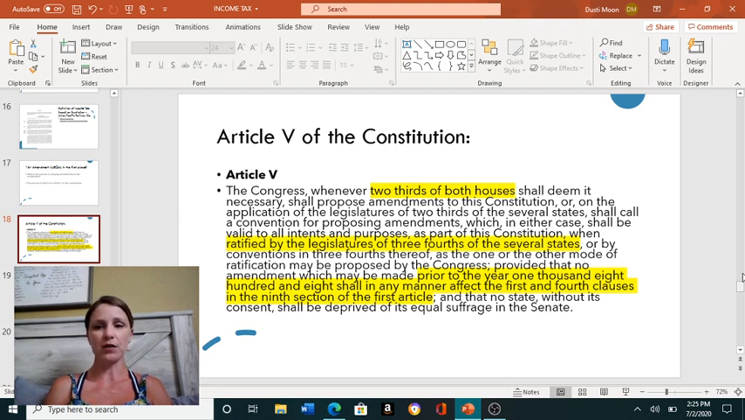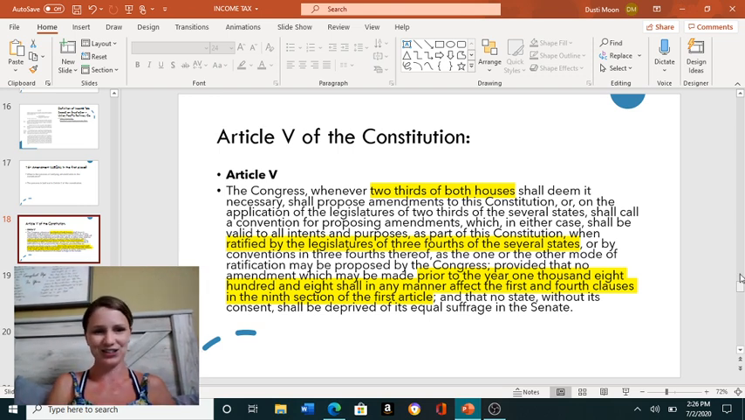The Congress, whenever 2/3 of both houses shall deem it necessary, shall propose amendments to the Constitution, or on the application of the legislatures of 2/3 of the several states, shall call a convention for proposing amendments, which in either case shall be valid to all intents and purposes as part of this Constitution, when ratified by the legislatures. Anybody else have a problem with that word? Legislatures of 3/4 of the several states, or by conventions in 3/4 thereof, as the one or the other mode of ratification may be proposed by the Congress, provided that no amendment which may be made prior to the year 1808 shall in any manner affect the first and fourth clauses in the 9th section of the first article, and that no state without its consent shall be deprived of its equal suffrage in the Senate. That's a lot of words that are like, blah, blah, blah.